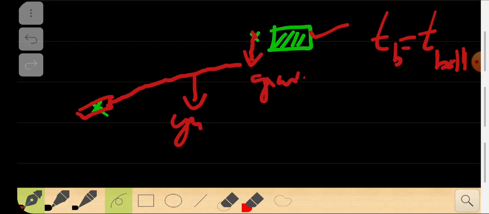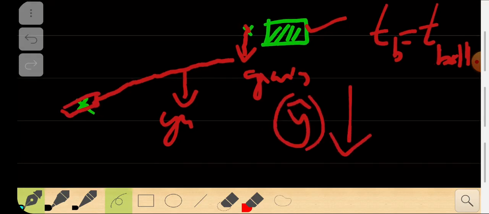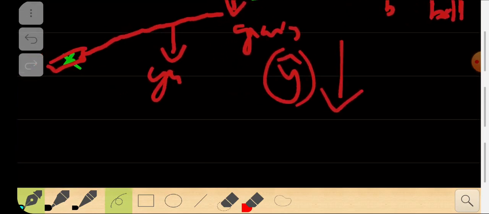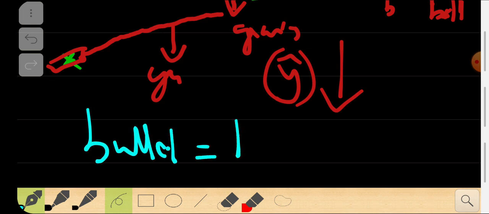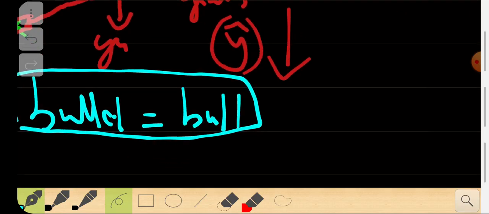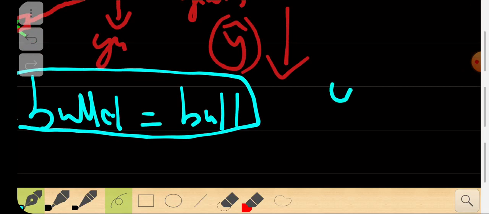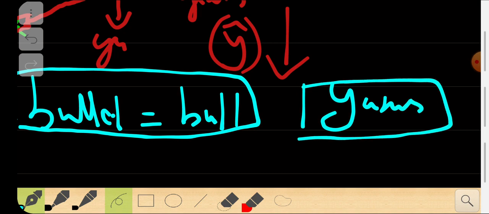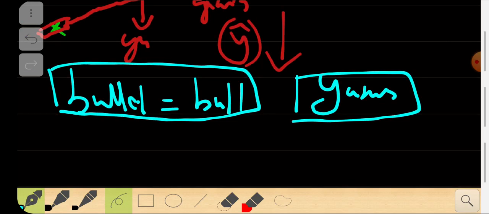So that means both of these things will be under the influence of gravity in the y direction. In the y direction, both of these things will be pulled down, right? The effect of that means that these two things, the bullet and the ball, will cover the same amount of distance in the y axis, because they are under the influence of gravity, and only gravity is there in the y axis.